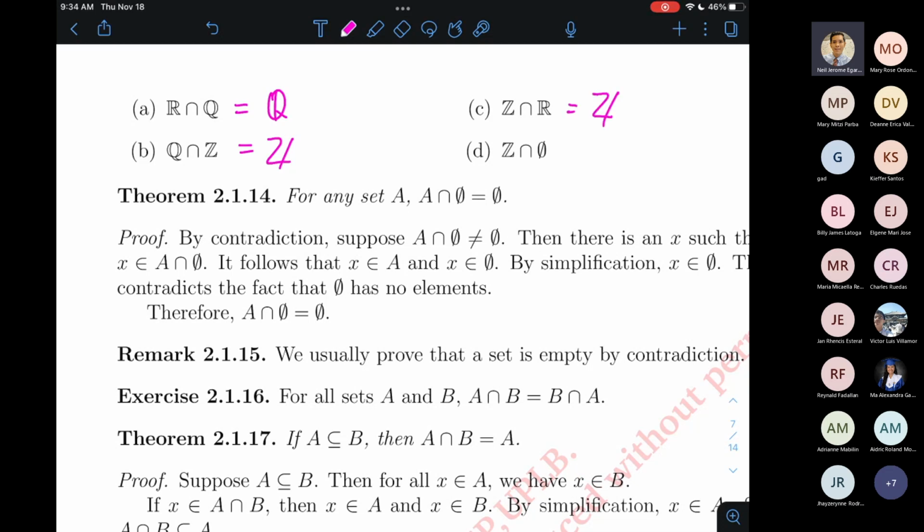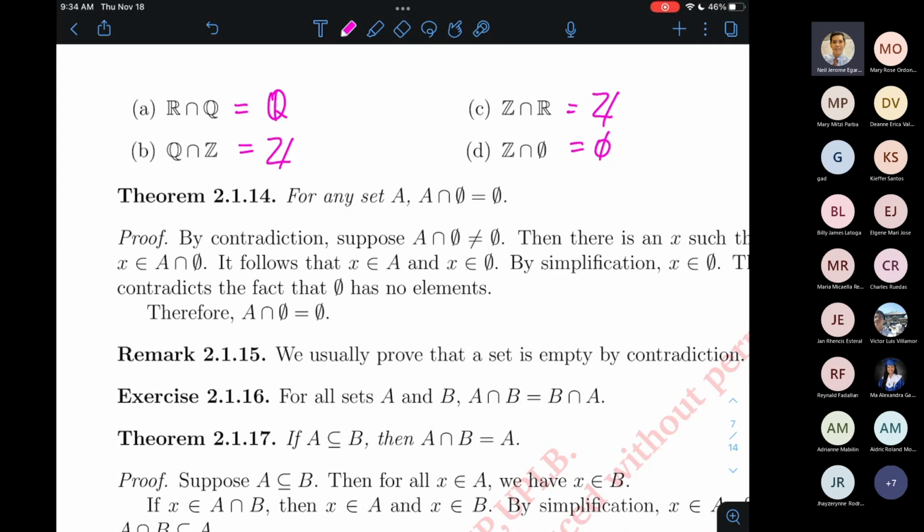And then last, Z intersection the empty set. Yes, Mary Rose. Nakasagot ka na ba, Mary Rose? Yes po, sir. Okay, sige. Tawagin ko muna si John Flor. Hi, John Flor. How about Z intersection the empty set? Yung null set po. Okay, thank you. That's correct. All right. So yun yung pagkuha ng intersection.